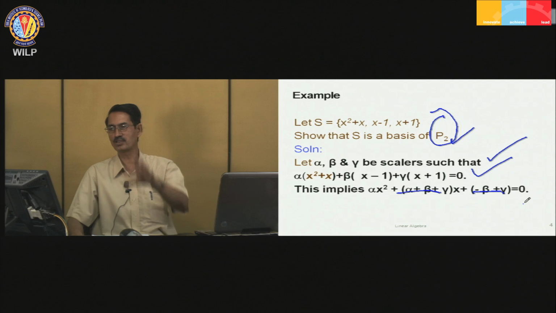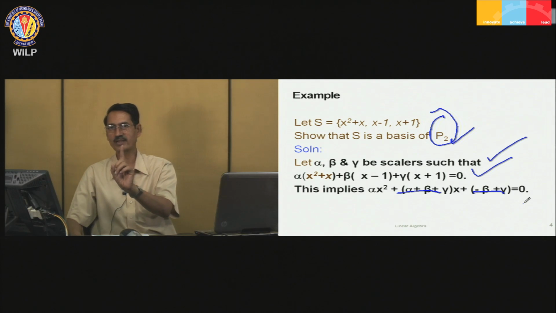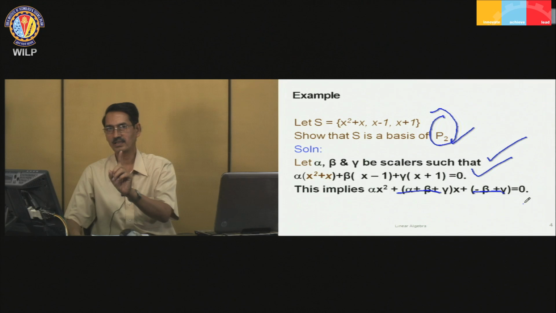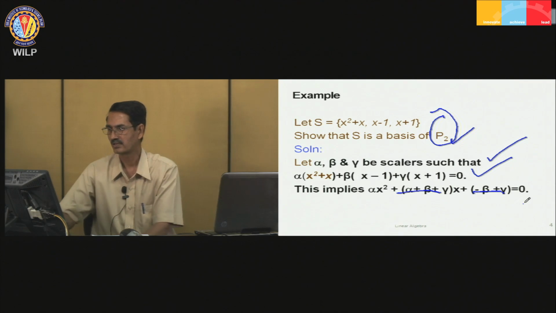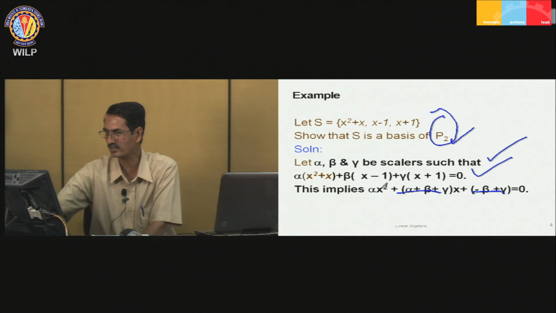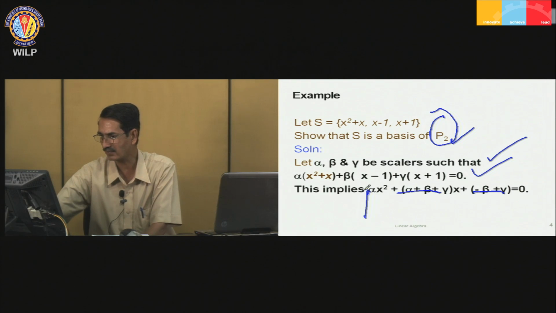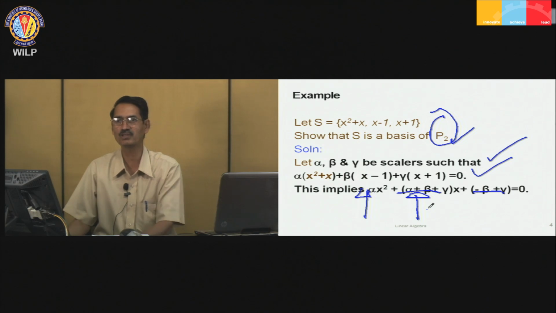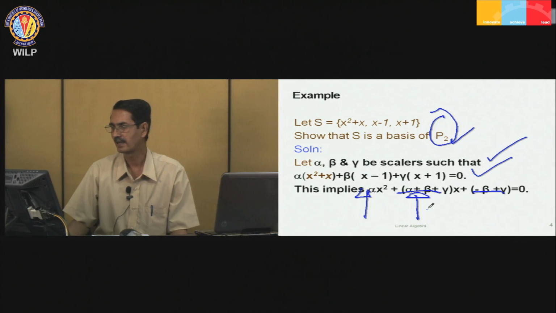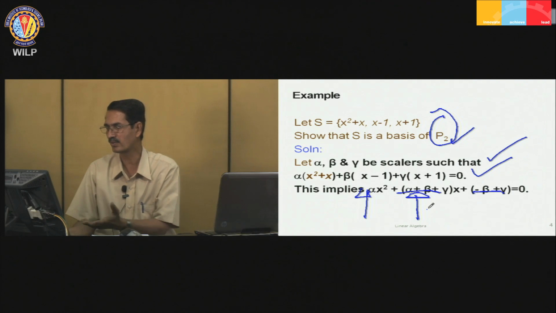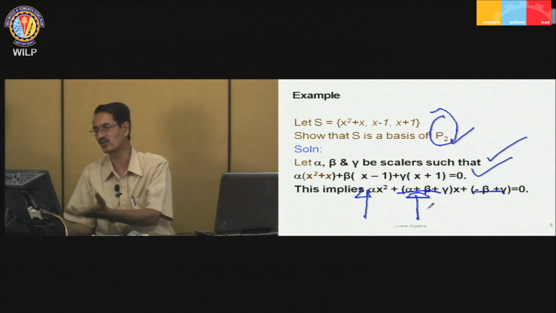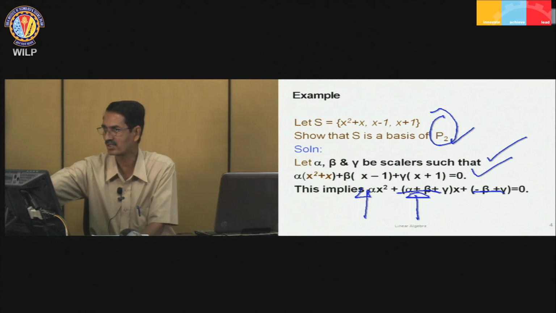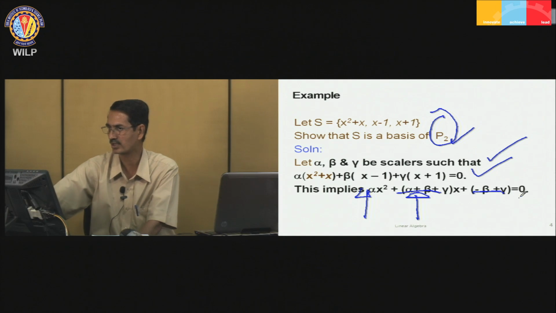Now what is the meaning of a 0 polynomial? A 0 polynomial means the coefficient of each power of x must be equal to 0. Therefore, the coefficient of x square must be equal to 0, so alpha must be equal to 0. Similarly, alpha plus beta plus gamma must be equal to 0, and minus beta plus gamma must be equal to 0, because it is a 0 polynomial. Now solve, and see whether alpha, beta, gamma are all 0 or there is a non-zero solution.